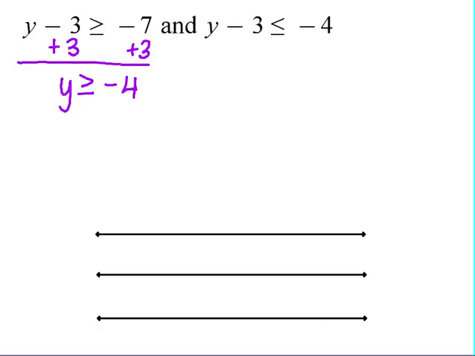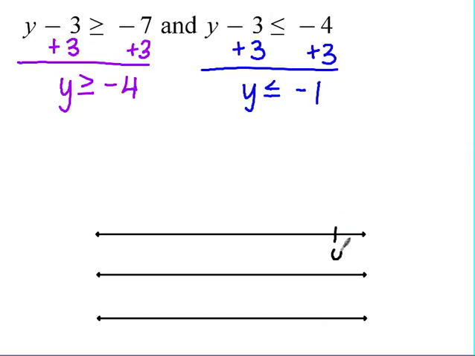Now I'm going to go ahead and solve my second one before I graph. Let's look at the second one. What am I going to do here, guys? Add 3 again. So I get y to be less than or equal to what? -1. So really, I'm going to start at 0, and I'm going to go -1, -2, -3, -4.